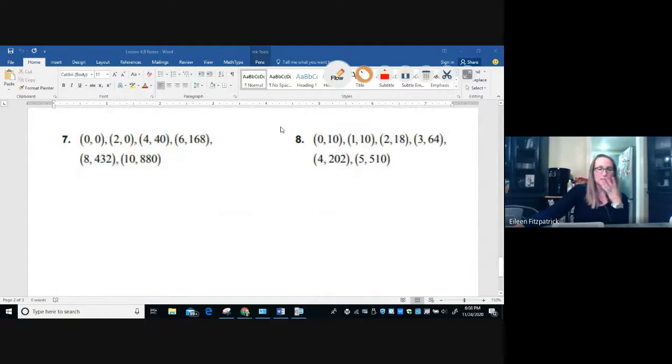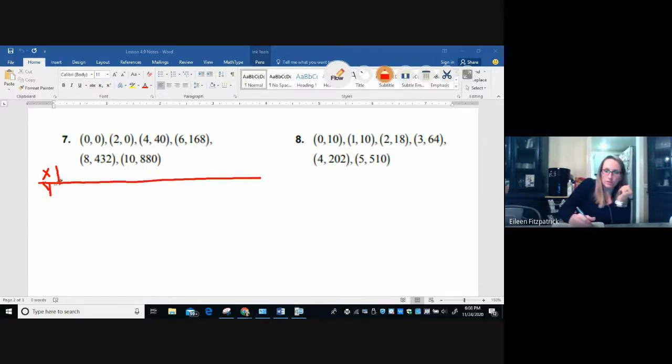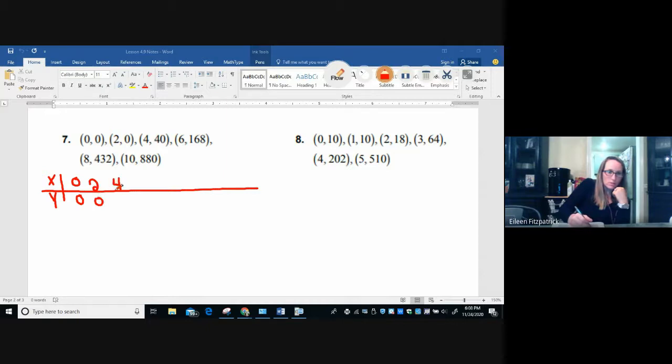So this one, it's not set up as a table. If you find it helpful, you can absolutely set up your own table with these values, like if you find it easier when you're plugging in the values. So x, y: 0, 0, then 2, 0, then 4, 40, then 6, 168, then 8, 432, then 10, 880.